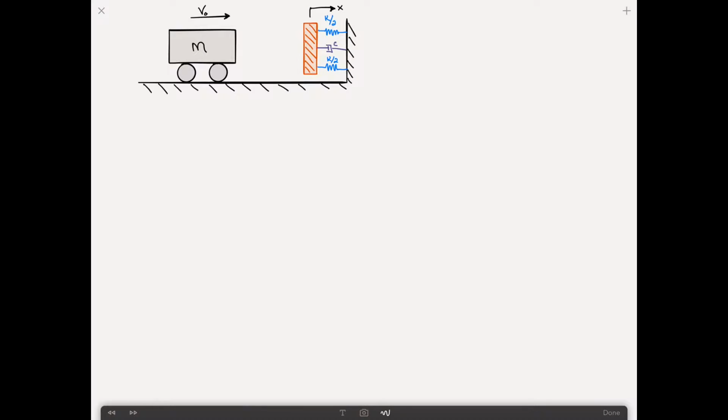And the idea is we'd like to know what is the maximum deflection x, and how long does it take to reach that maximum deflection or displacement. We're given the following properties. The mass of the cart is equal to 2,000 kilograms, so 2 times 10 to the 3 kilograms. The stiffness of the spring is equal to 60 newtons per millimeter.